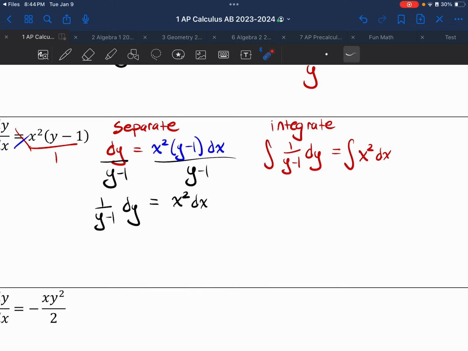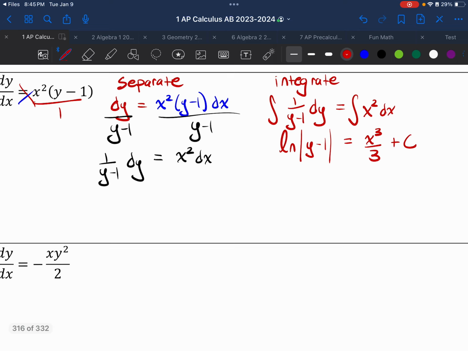I don't want to do that, so I'm just going to say, okay, we know this is going to be log house. And what is it going to be log of? It's going to be natural log of whatever's on the inside, absolute value of y minus 1. And then on the right side, it's going to be x cubed over 3. Don't forget your plus c. And you can't really simplify anything there, so we'll leave it.